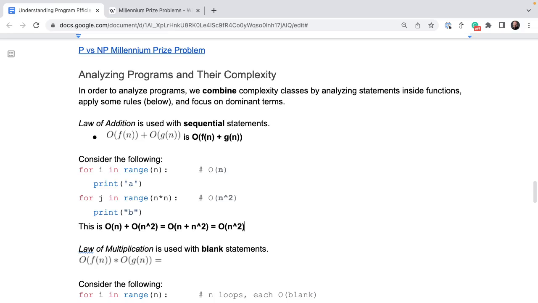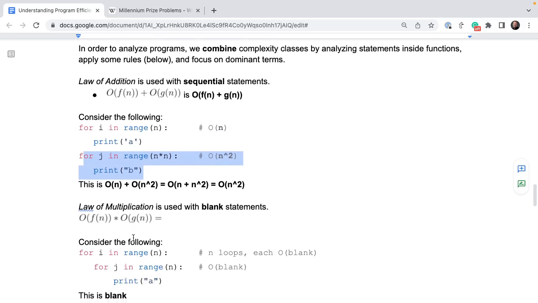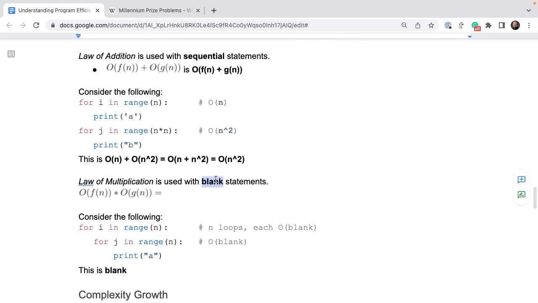Because as n becomes asymptotically large, I'm not going to have to worry about this loop. I'm going to have to worry about the loop that's running over n squared iterations. So that is, of course, the law of addition for order of growth or big O notation. Any questions on that one? All right, so let's go ahead and look at the multiplication rule. The law of multiplication is used with nested statements.